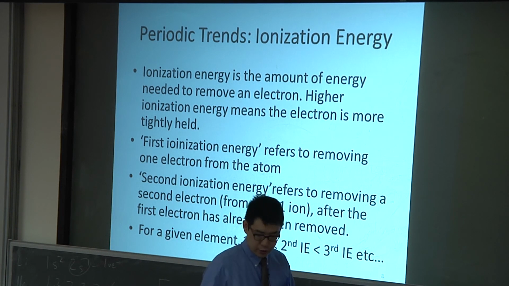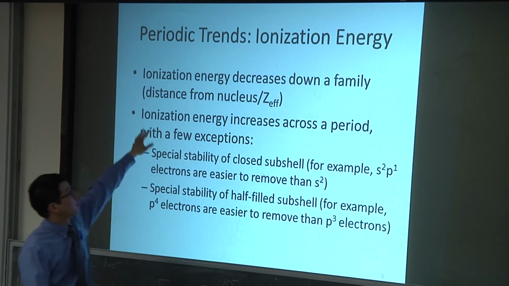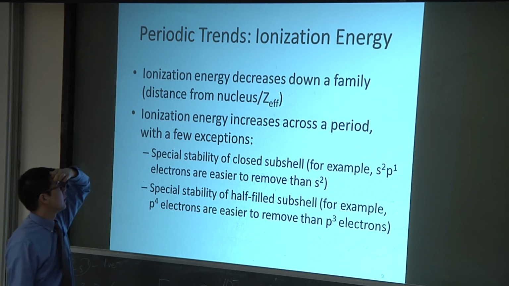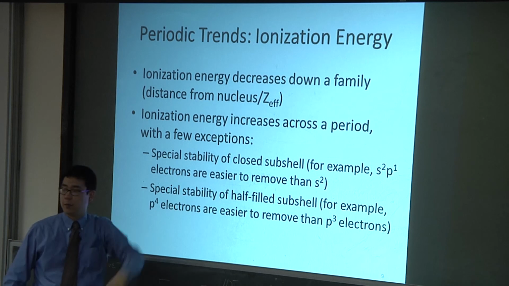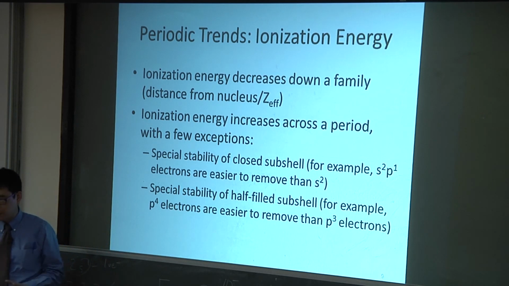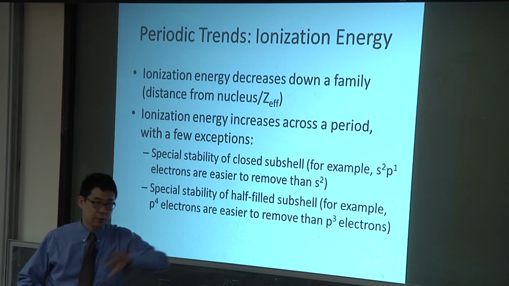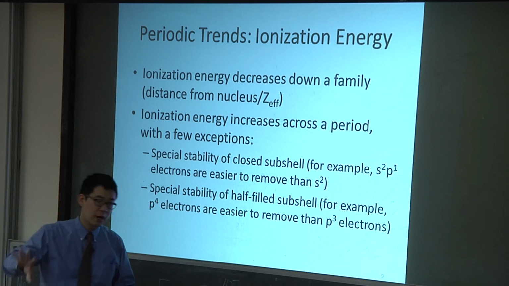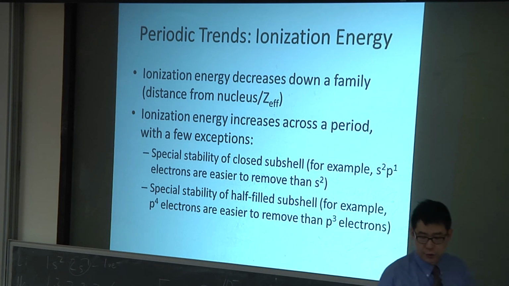So you basically got it here. For the first ionization energy, we'll get to down a family, but across a period, the first ionization energy increases. The very simplistic view, it gets more complicated, is that it's easy for metals on the left to lose electrons. It's hard for nonmetals on the right to lose electrons. There are some exceptions we'll talk about next time.